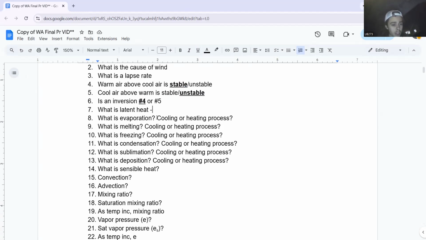What is evaporation? Is it a heating or cooling process? Evaporation is where we go from a liquid to a gas.